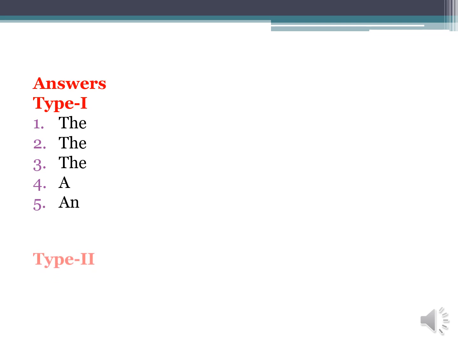Here are the answers for the exercise. Type 1. Answers are here. 1, the; 2, the; 3, the; 4, a; 5, an. And type 2 answers are 1, an; 2, the; 3, the.